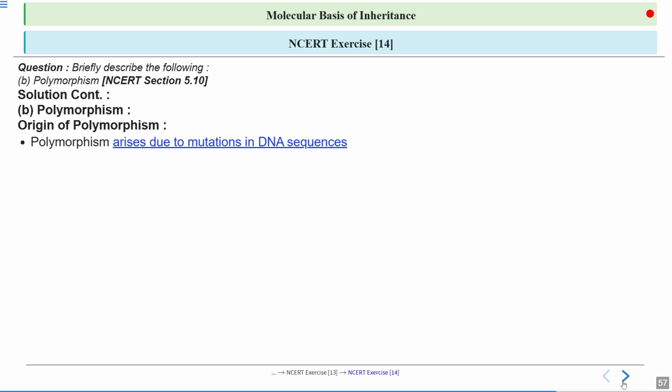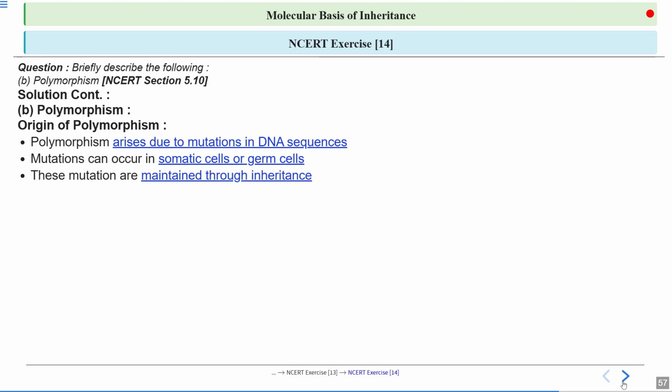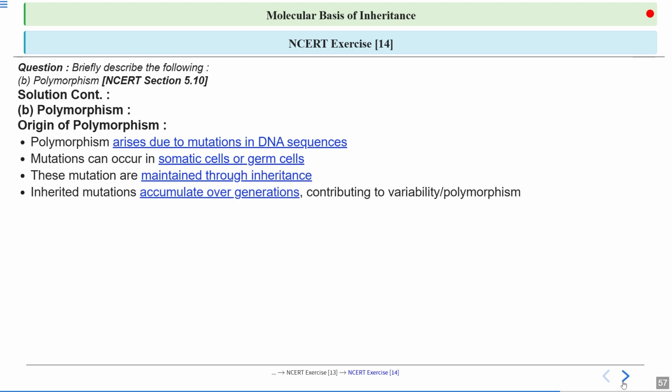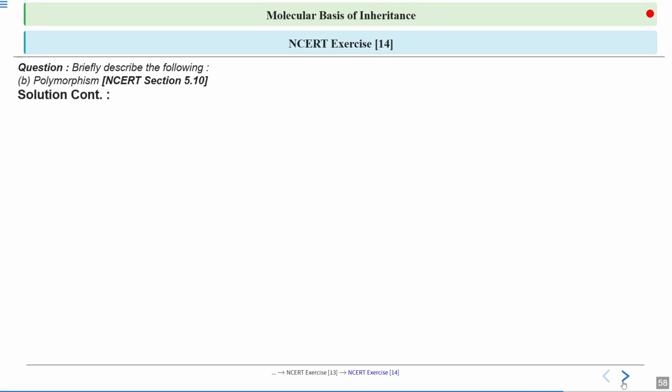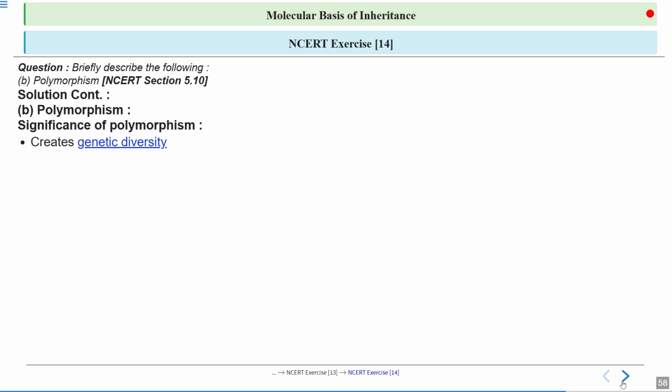What is the origin of polymorphism? This polymorphism arises due to mutation in DNA sequences. Mutation can occur in somatic cells or germ cells. These mutations are maintained through inheritance, and inherited mutations accumulate over generations, which contributes to this variability and polymorphism. Now, what is the significance of this polymorphism? It will create genetic diversity. It is essential for evolution and speciation.